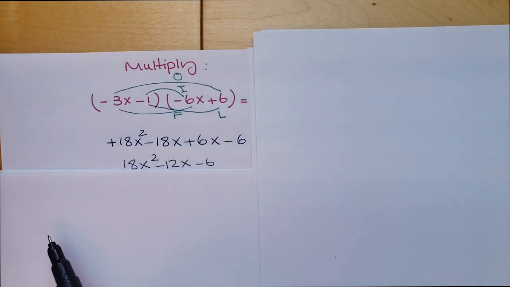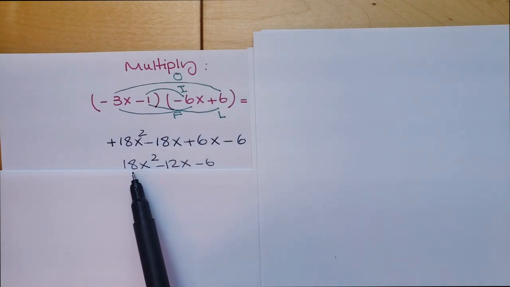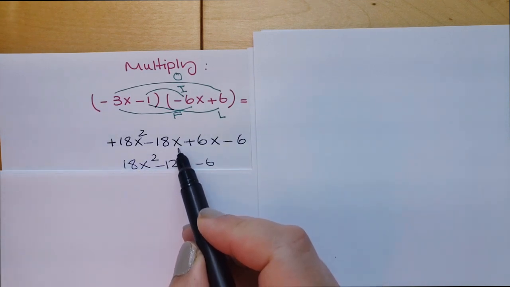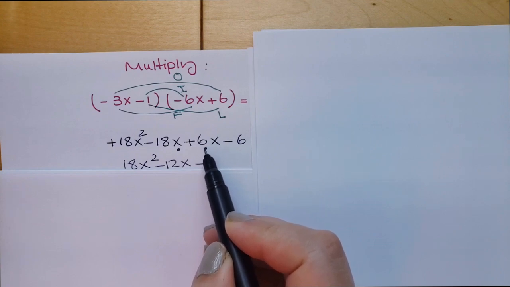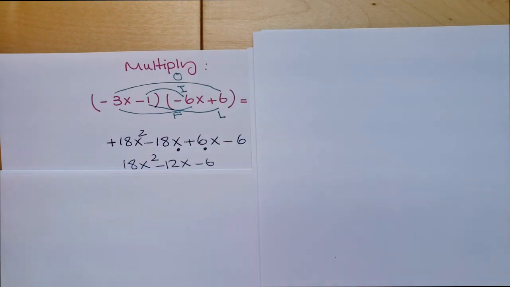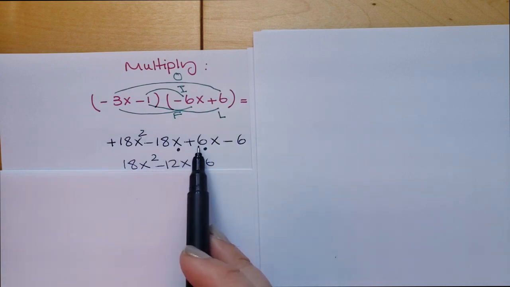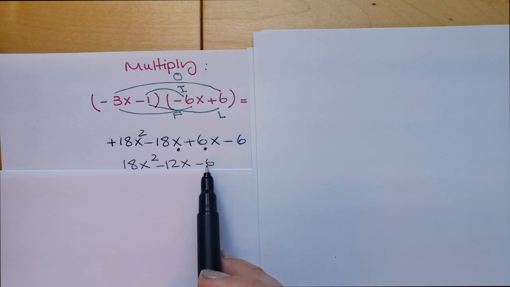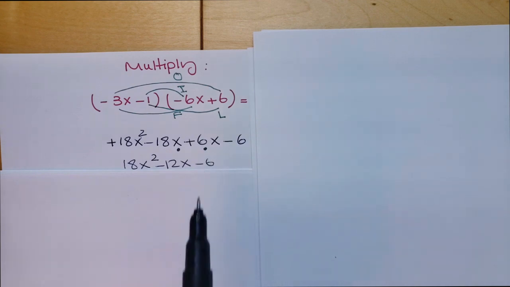Next step would be simplifying. So it turns out to 18x squared. But remember, there are two like terms here. So I just called them, as in my previous video, green apples. So negative 18 plus 6, that would be negative 12x. And then the constant, it's negative 6.